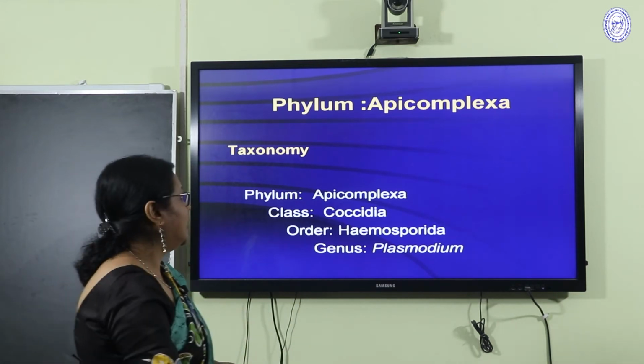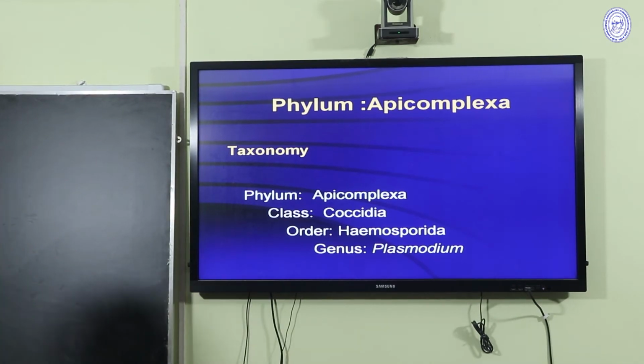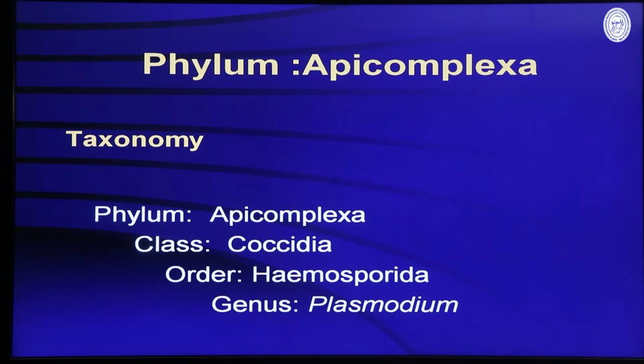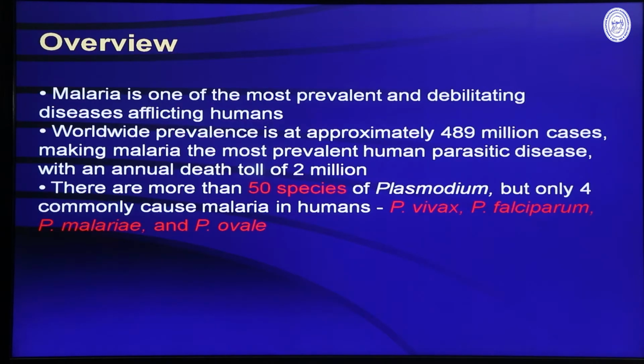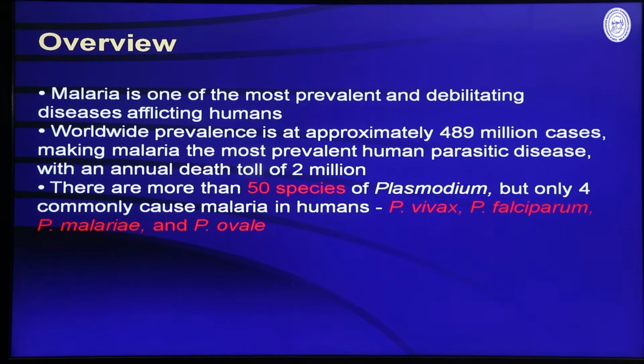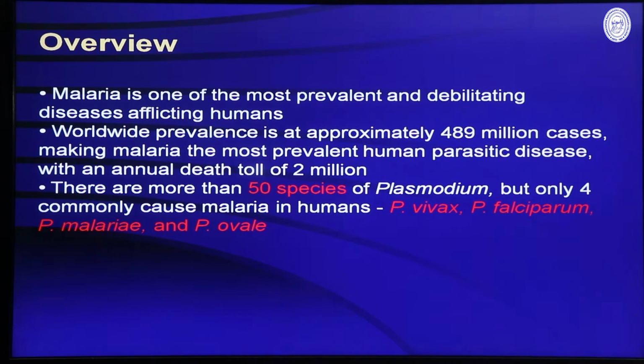Now first of all, I would like to share the screen. This group of animal that causes malaria is the genus Plasmodium, and it belongs to the phylum Apicomplexa, the class Coccidia, and order Hemosporidia. Now, Plasmodium has almost 50 species notified till date, among which only 4 species cause malaria to humans. These are Plasmodium vivax, Plasmodium falciparum, Plasmodium malariae, and Plasmodium ovale.